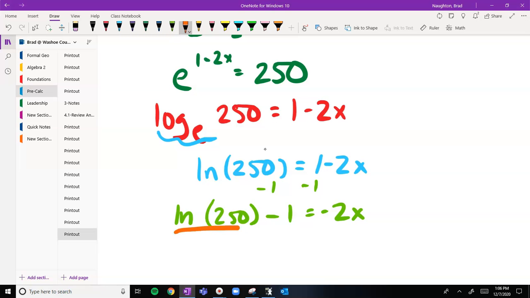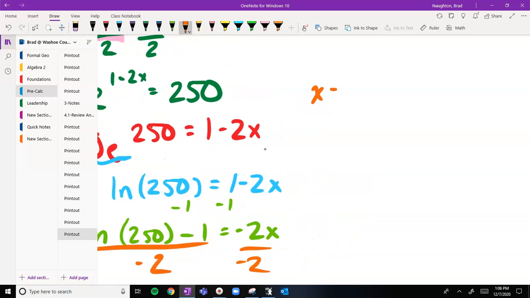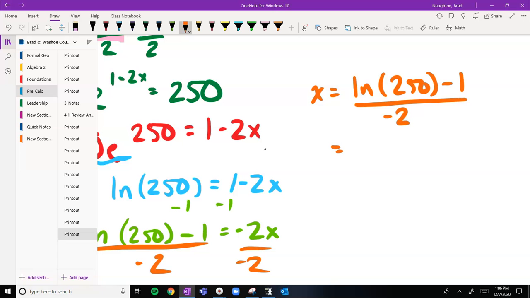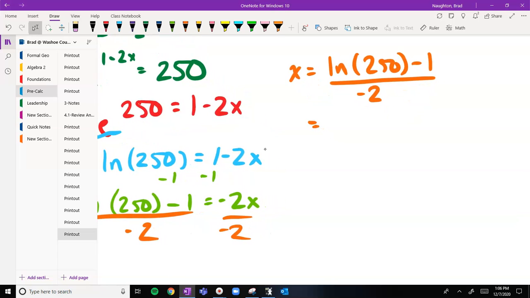So we would divide both sides by a negative 2. So we're going to have x is equal to the natural log of 250 minus 1 divided by a negative 2, which is, let me see, this is 24. So according to my answer key, we're going to get negative 2.2607. All righty.